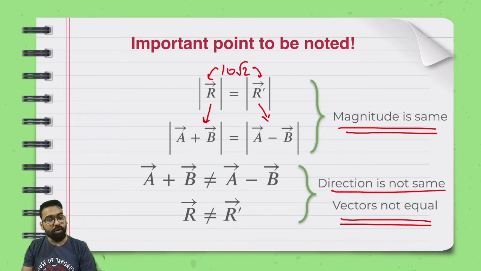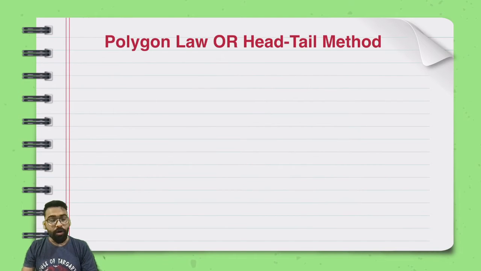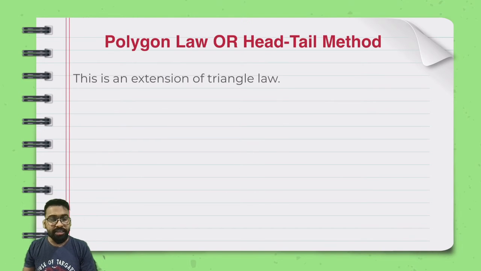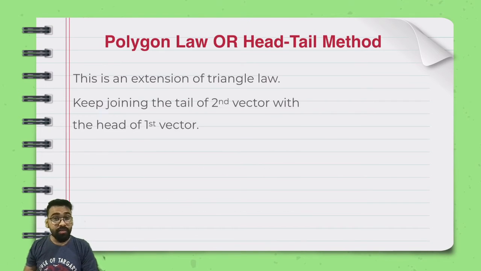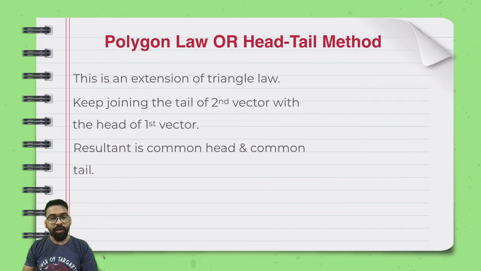Right. This brings me to the final thing that we actually wanted to do in this session, that is polygon law. So polygon law is also called the head-tail method. There's a particular way to go about it. What is this way? Let's talk about it. First of all, we say that this is an extension of the triangle law. If we add something over here, we can say that in this method, we are just joining the tail of the second vector with the head of the first one. And concluding this, if you want the resultant, that is the common head and the common tail.